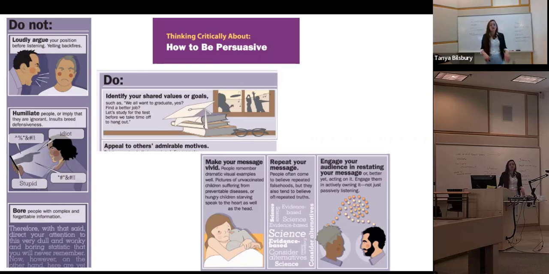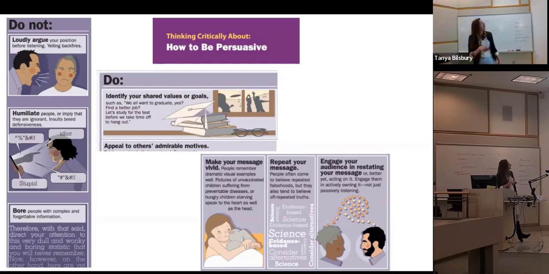Another way to lose people is to bore them. I do that a lot. Give them way too much information, so you lose them along the way. Some good things to do are to appeal to the best in them, to identify shared values and shared goals. What are we all trying to achieve here? And it's something that serves the greater good. Motivate people to work together.